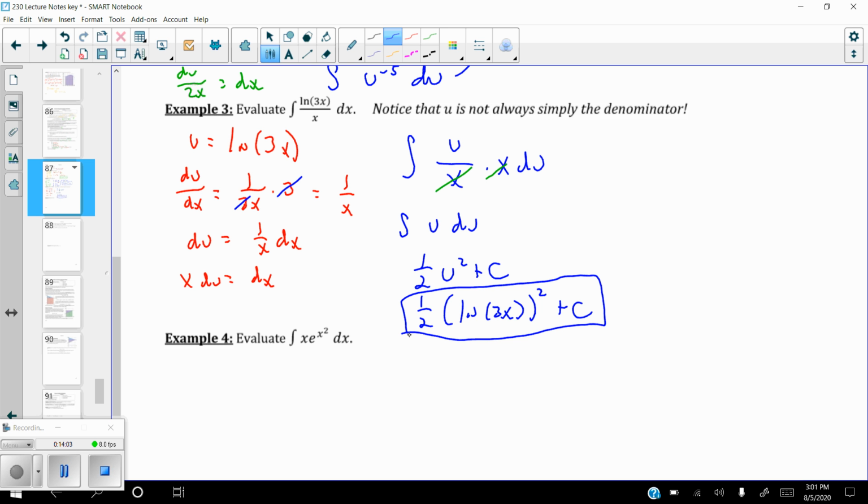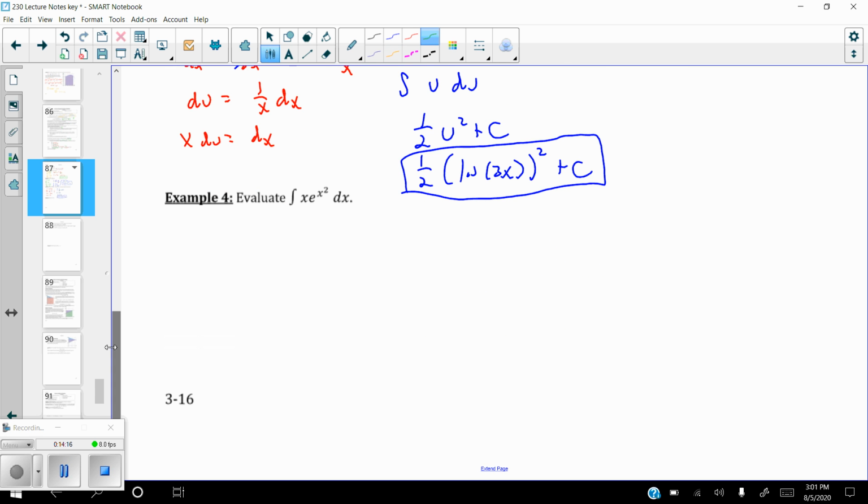Okay, example 4. We're going to take the integral of x e to the x squared dx. The most composited piece, actually the only composited piece here, is the x squared. It's the exponent of e. So we're going to let our u value be x squared, where du over dx is going to be 2x, multiplying both sides by dx, and then dividing both sides by 2x.